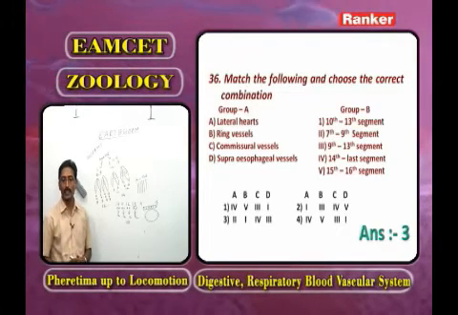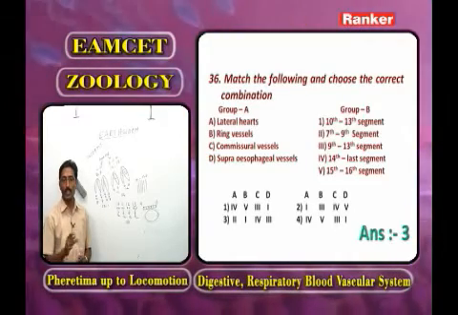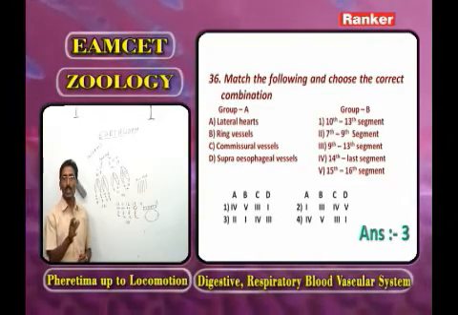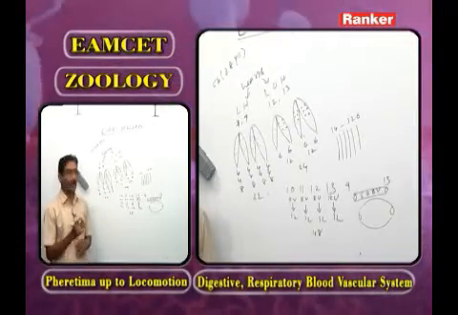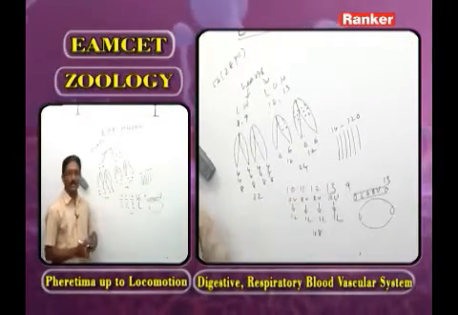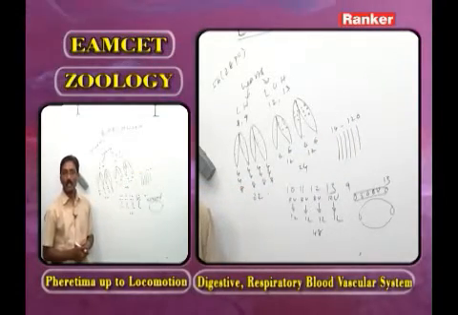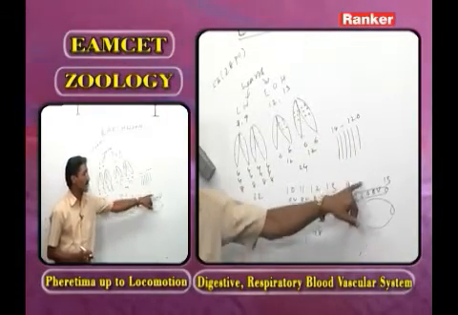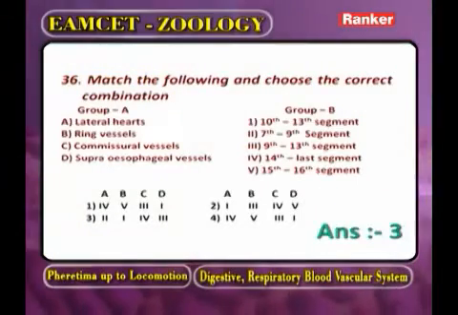10th to 13th segment, 7th to 19th segment, 9th to 13th segment, 14th to the last segment, 15th to the 16th segment. Now, where are the lateral hearts present? 7th and 9th segments. What about the ring vessels? 10th to 13th segment. What about the commissural blood vessels? 14th to the last segment. What about the supraesophageal blood vessel? 9th to 13th. Now, what is the correct answer? Third. Now, we go for the next question.